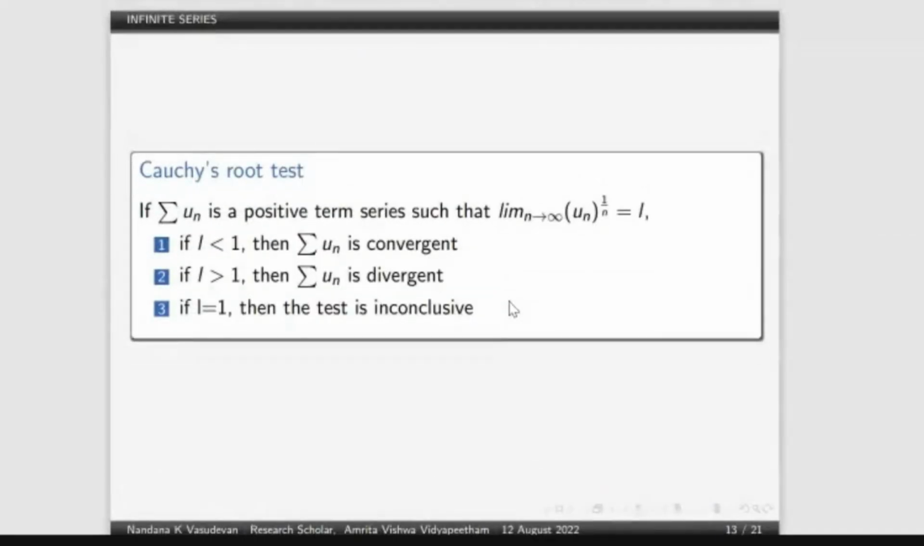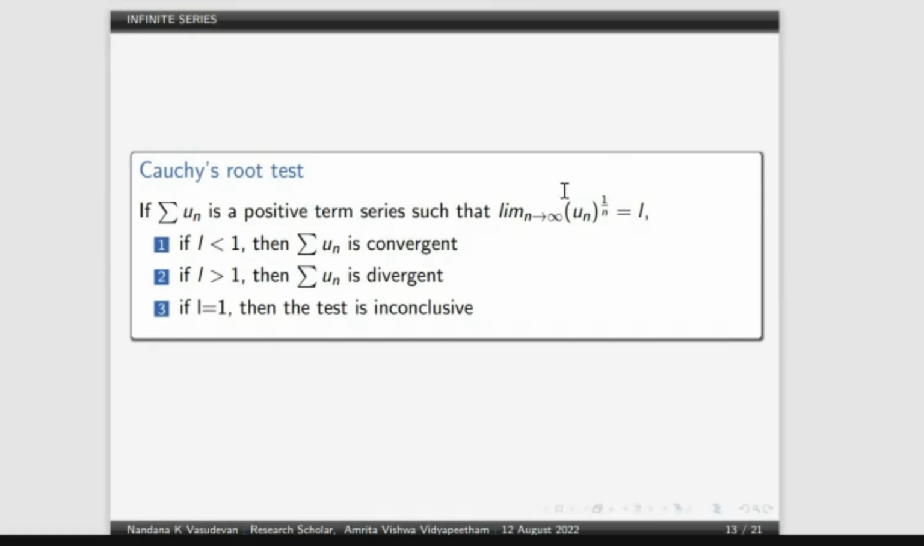Then we have Cauchy's root test. Here everything is just like what is in its name. If we have a positive term series, we take the nth root of the nth term and find its limit. So limit n tends to infinity, un power 1 by n. If I get that value to be L, then if L is less than 1, series un is convergent. And if L is greater than 1, then series un is divergent.